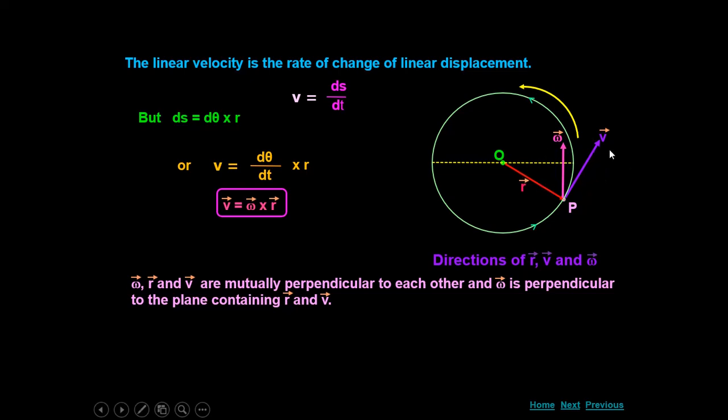If r and v are the two vectors in the xy plane, then angular velocity omega should be acting along the z axis, which is perpendicular to the plane in which r and v vectors are present. So let's move to angular acceleration.